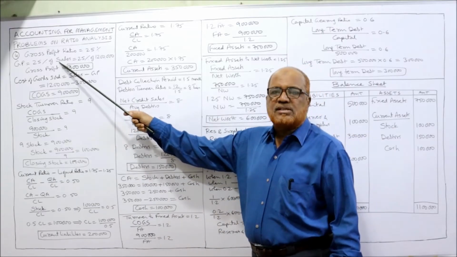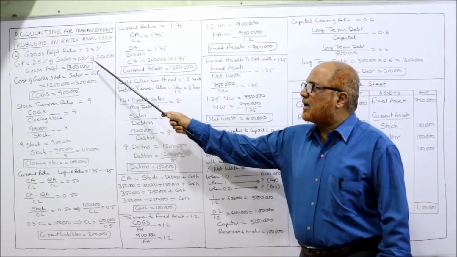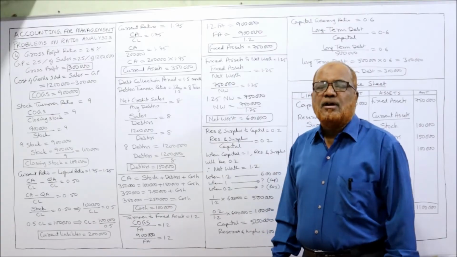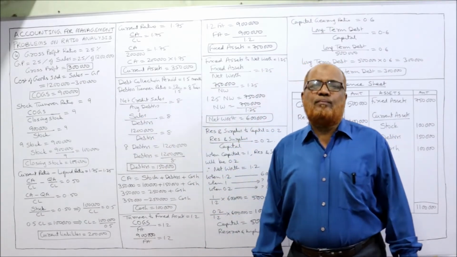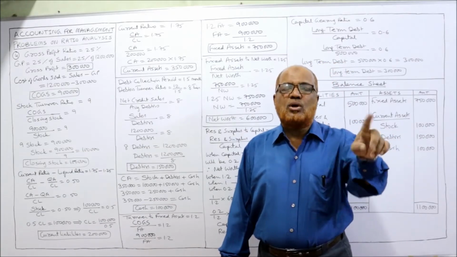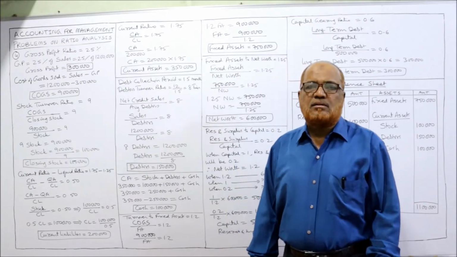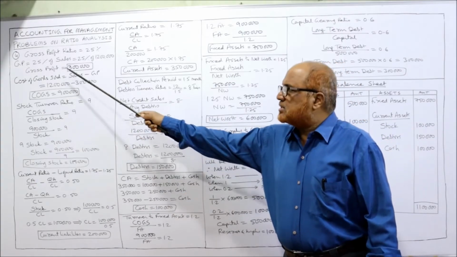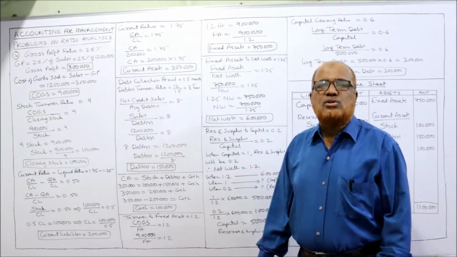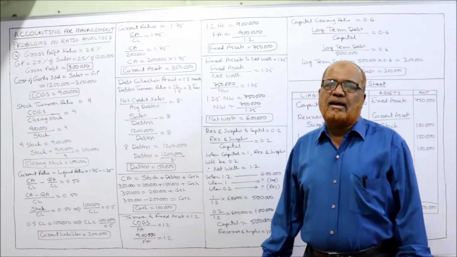So 25% of sales. Sales are given in the problem, 12 lakh. So 25% of 12 lakh, you will get gross profit 3 lakh. So one item we got, gross profit. And we already know cost of goods sold, COGS. The formula is sales minus gross profit. Sales 12 lakh minus gross profit 3 lakh, so 9 lakh rupees is the cost of goods sold. That's all. So by using this, we have calculated gross profit and cost of sales.